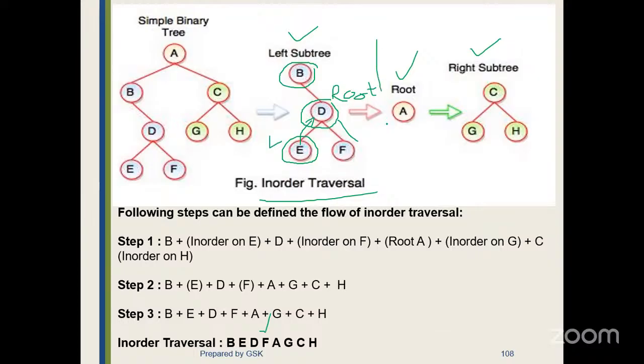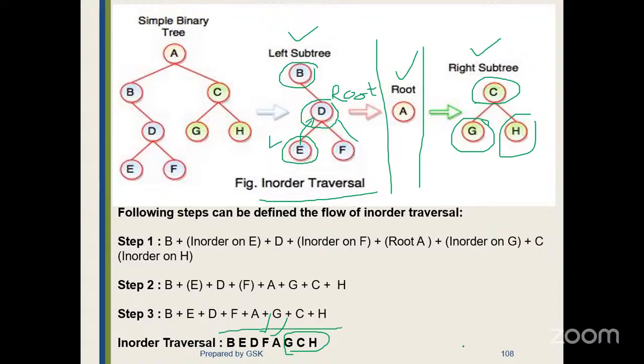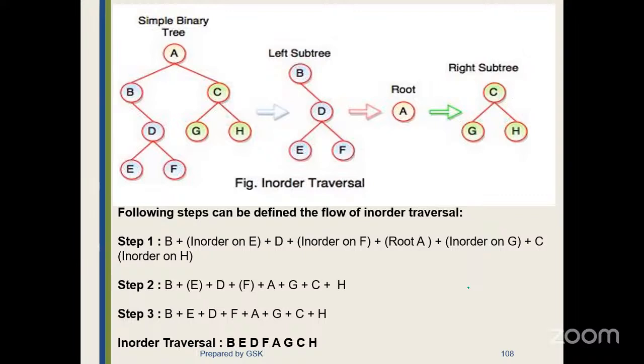Then again this part is over. And the next root node we have now, write it because it is a single node. And this one: left, root, right. Left is G, root is C, right is H: G, C, H. So finally, this is the order in which we need to traverse the binary tree if we follow in-order traversal. Left subtree, root node, right subtree.